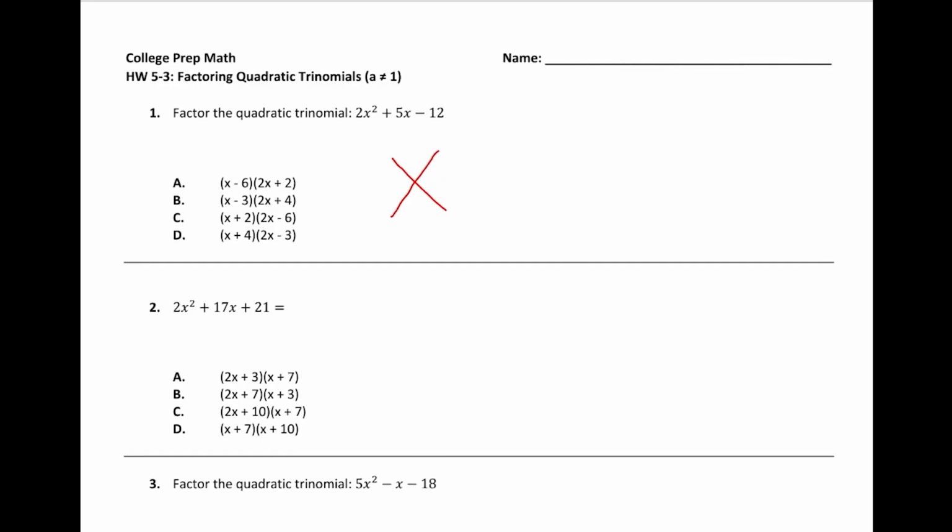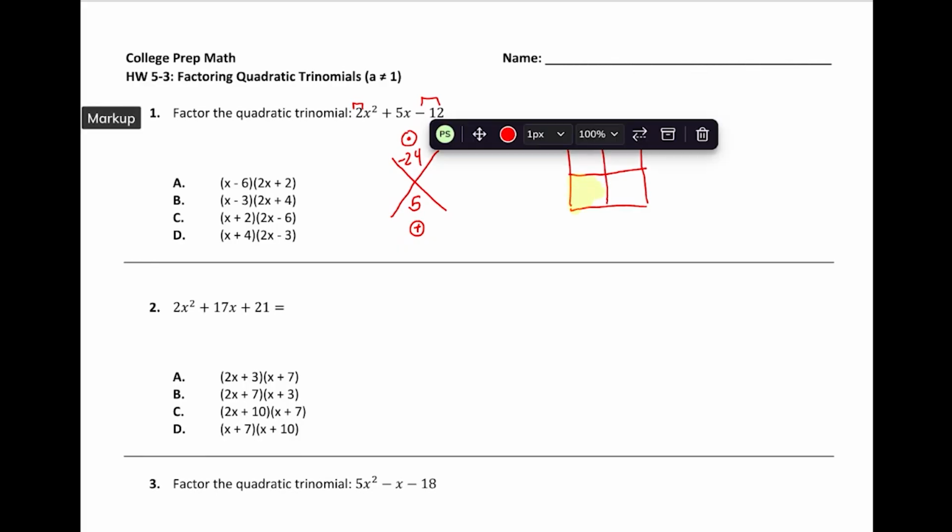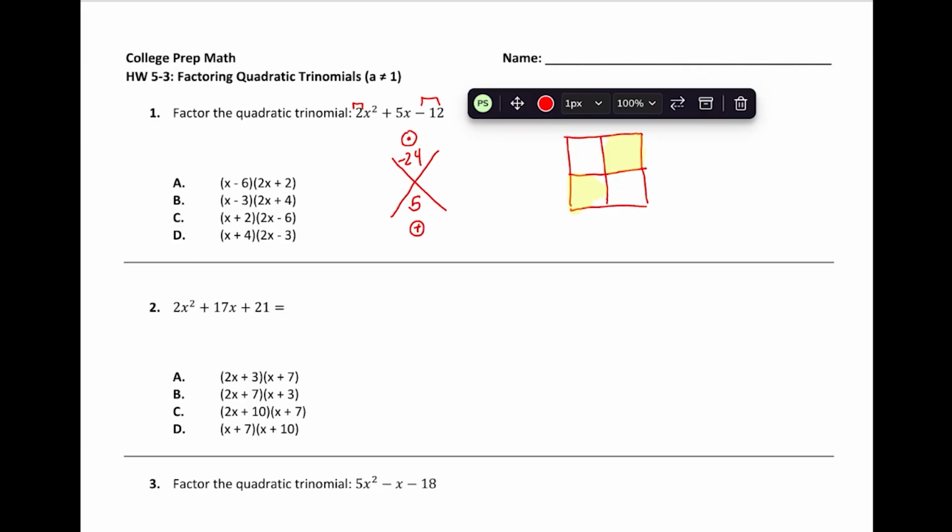We need to find two numbers that multiply to the product of 2 and negative 12, so that would be negative 24, and add up to the number in the middle, which is 5. These two numbers are not going to just give us the answer like they did when the leading coefficient was 1, but they will help us fill in this area model with the two linear terms that we will write in the bottom left box and the top right box.